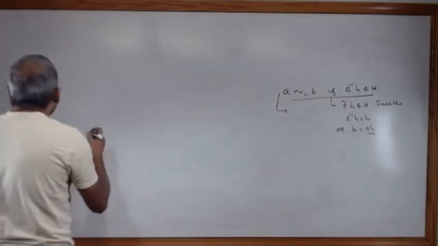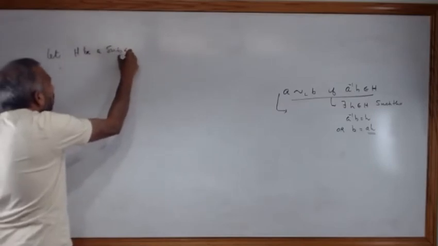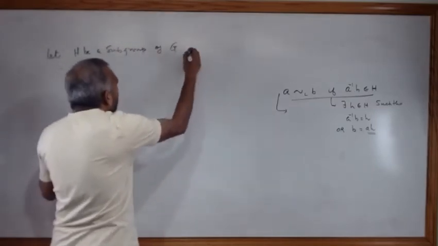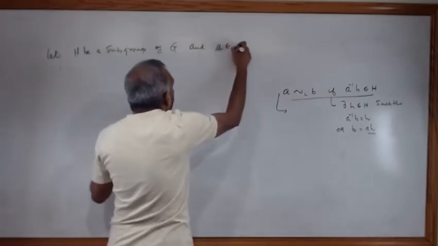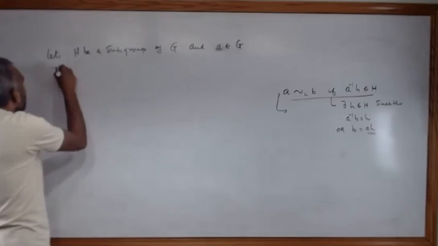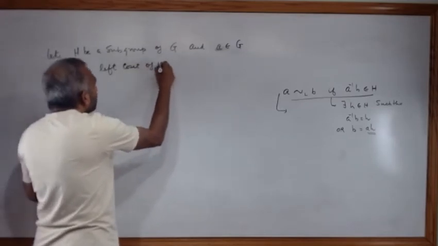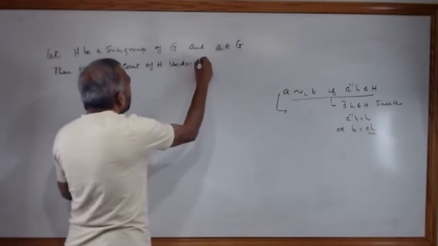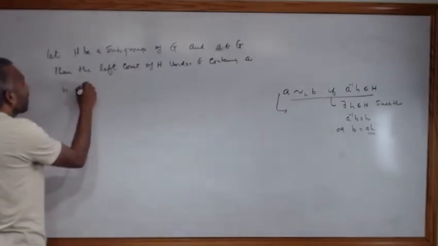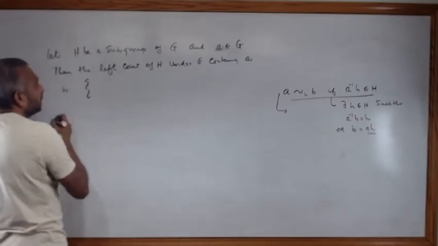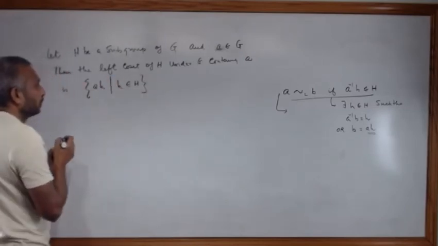So the alternate definition is, let H be a subgroup of G and a belongs to G. Then the left coset of H in G containing a is the subset aH, where h belongs to H. So this is a coset.